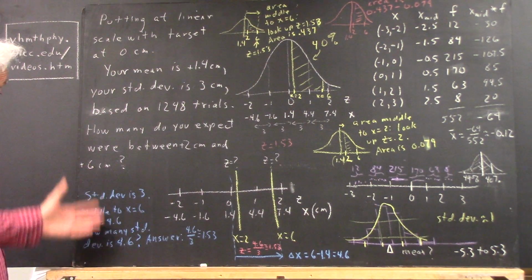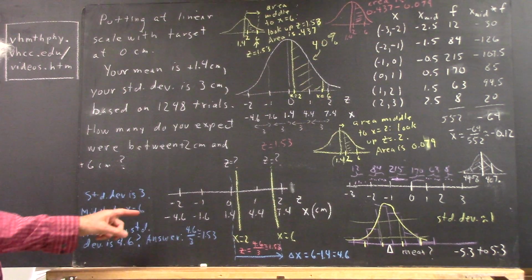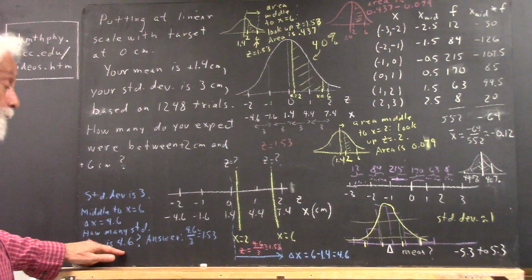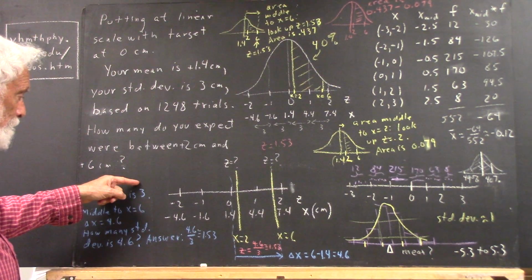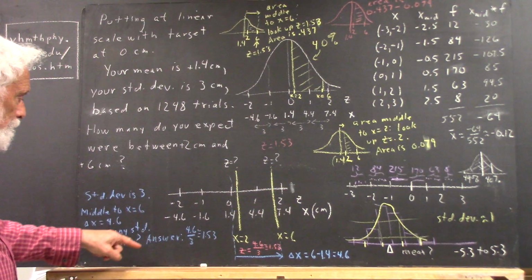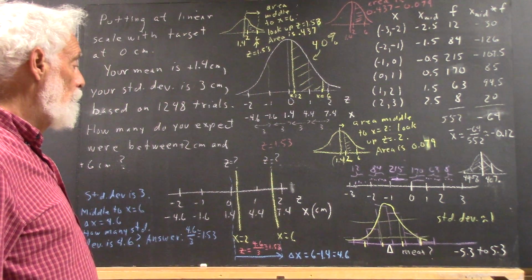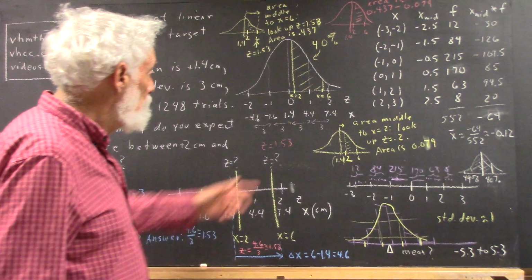Okay, and I've got another statement here. Standard deviation is 3. From the middle to x equals 6 is 4.6. How many standard deviations is 4.6? Well, if the standard deviation is 3, then the number of standard deviations in 4.6 is 4.6 divided by 3, or 1.53. Okay, well, we get that.